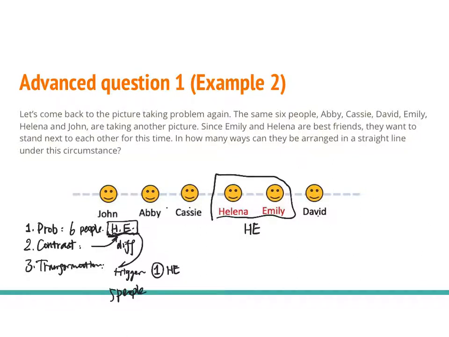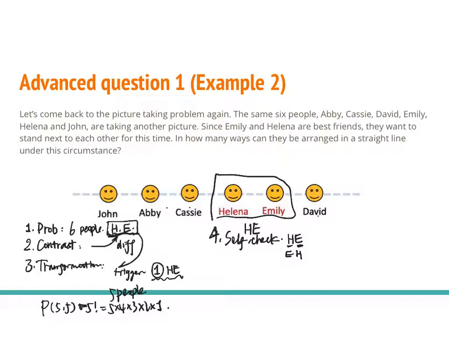If we do that transformation, the permutation should be 5 factorial, so that should be 5 times 4 times 3 times 2 times 1. But if you do the self-checking here, you will say this transformation may be problematic because you don't know whether Helena is on the left side of Emily or on the right side. Helena on the left and Emily on the right is one case, and Emily on the left and Helena on the right is another case.